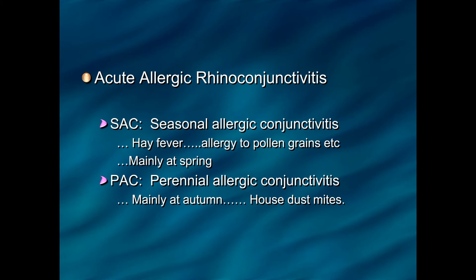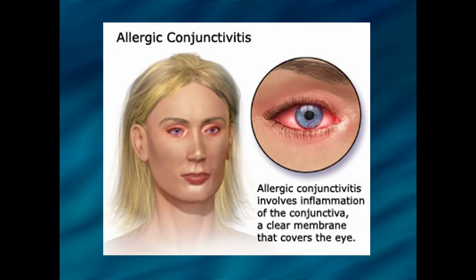That's why it is called perennial allergic conjunctivitis, and it is mainly in the autumn and is due to the house dust mites that are present in the houses. Also, it can be caused by smoke and dust. In acute allergic conjunctivitis, it involves inflammation of the conjunctiva, which is the clear membrane that covers the eye. As we can see here, this is a red eye.